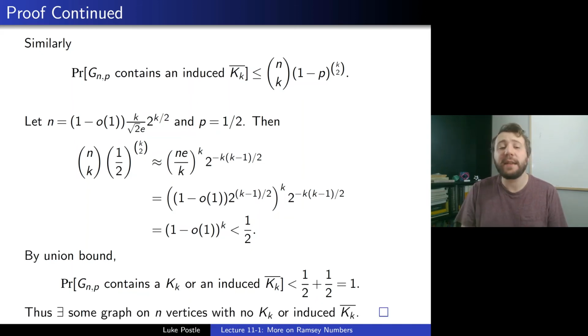And what does that mean? It means that there has to be some probability that neither of those happens. But that means there's some graph on n vertices with no K_k or induced K_k complement. And that concludes the proof. That would be our coloring, again, coloring the edges and the non-edges, red and blue, of K_n. That would be our Ramsey graph there.